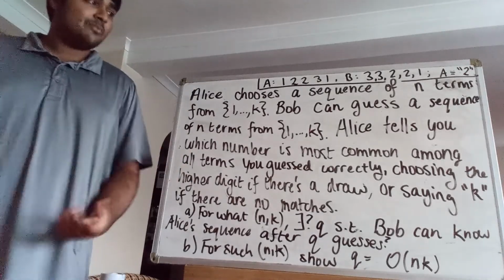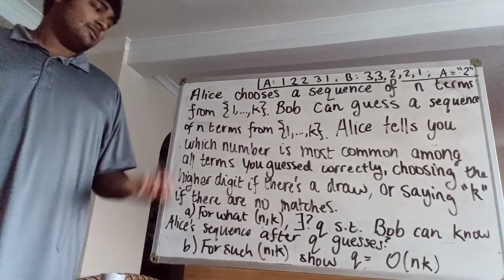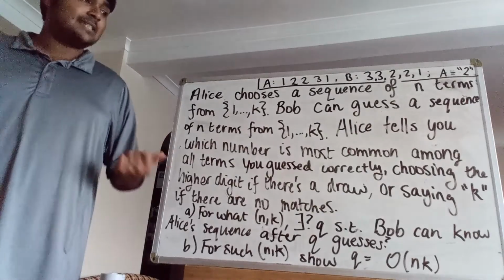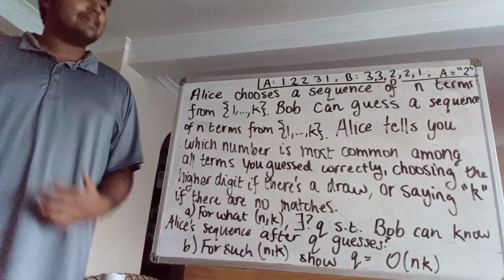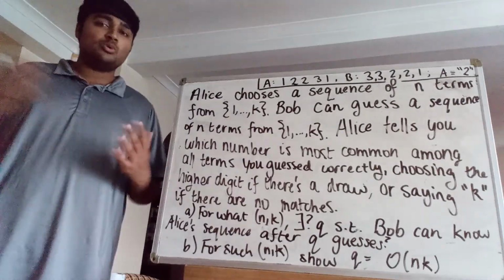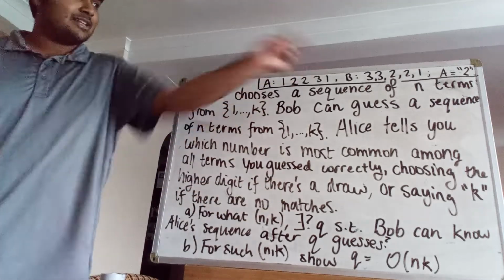And here's how the game works. Alice will receive Bob's guess, and in response, Alice will tell Bob the number which is most common among all the terms guessed correctly, choosing the highest digits if there's a draw, or just saying k if there are no matches. So here the order does matter. The order of the sequence does matter.